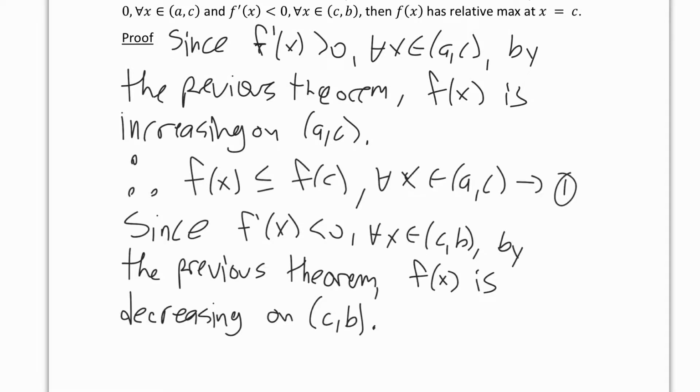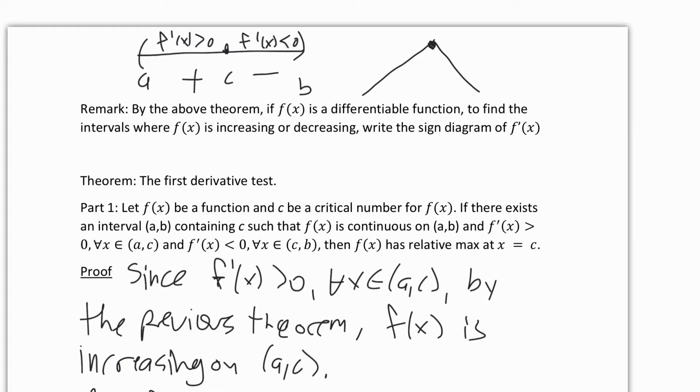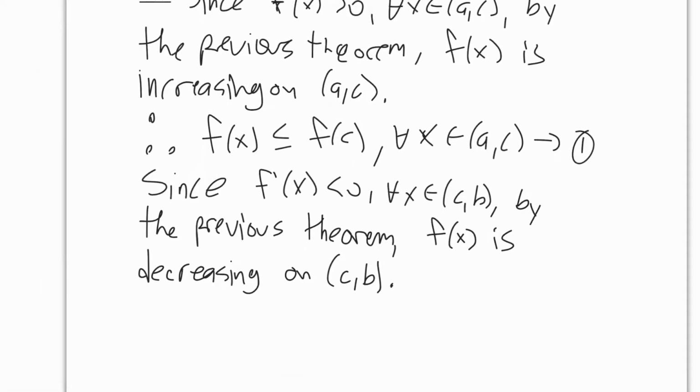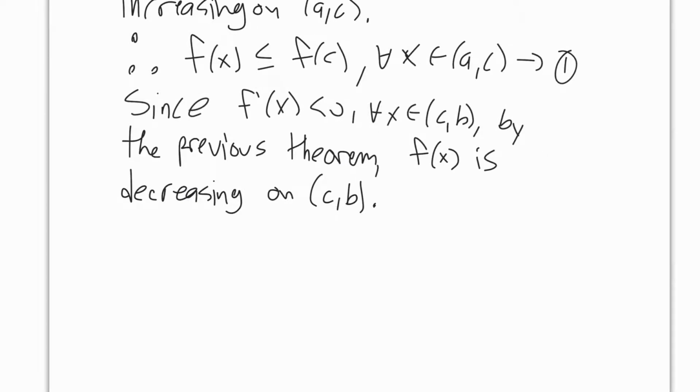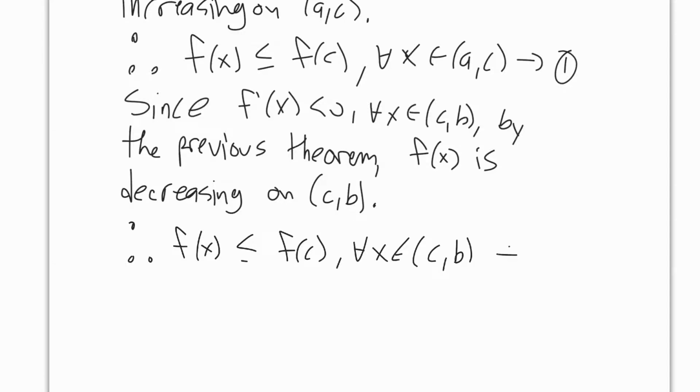And that's what we drew over in the diagram here. The function is decreasing on c to b. Well, again, if you think about it, if a function is decreasing, then the highest portion on that interval is going to be at the beginning, because you start out at a top and you decrease, decrease, decrease. So we could say then, therefore, f of x will be less than or equal to f of c for all x in the interval from c to b. We're going to call this point number 2.